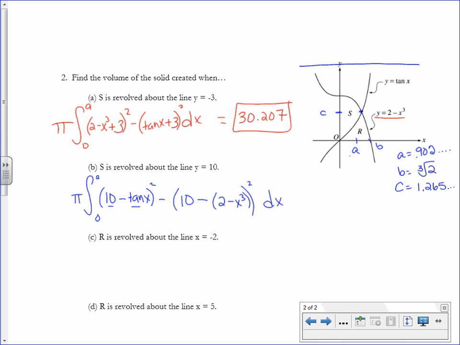So I have top minus bottom for the outer radius, top minus bottom for the inner radius. Throw it into the calculator, 64.587.